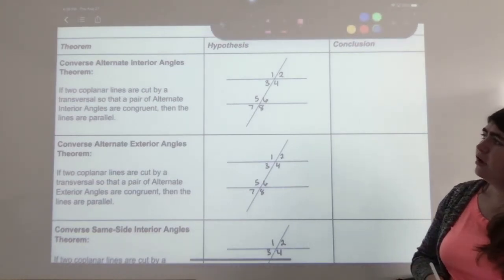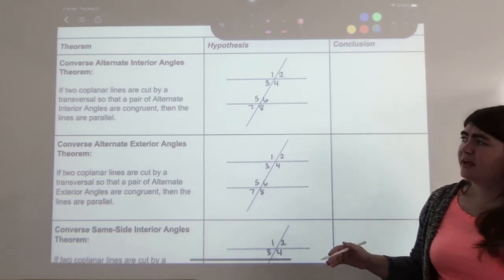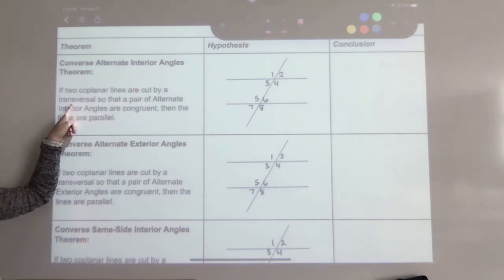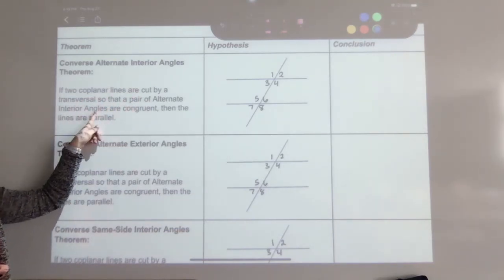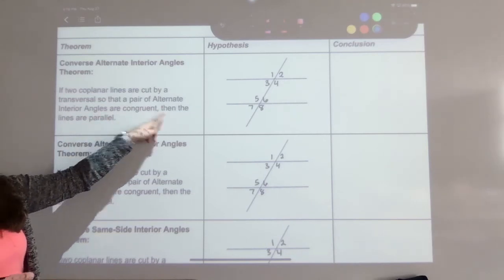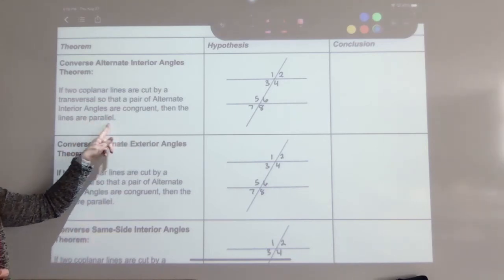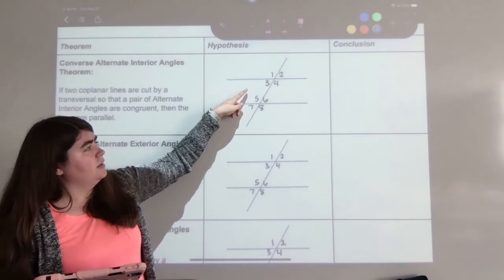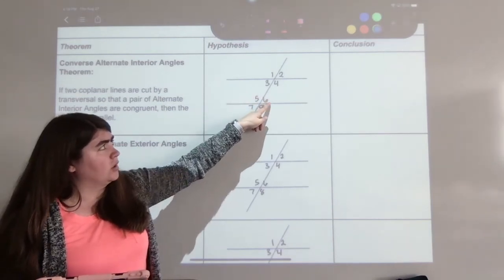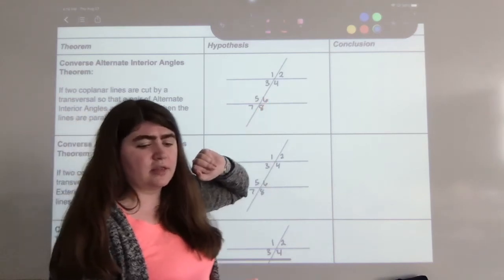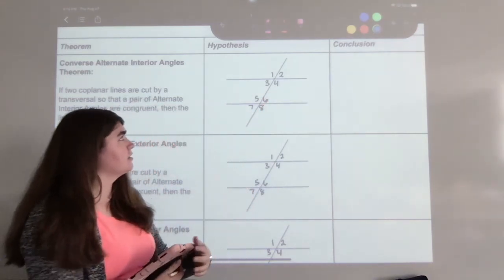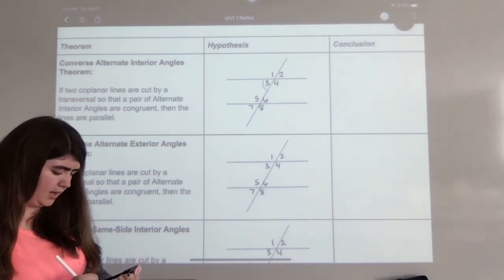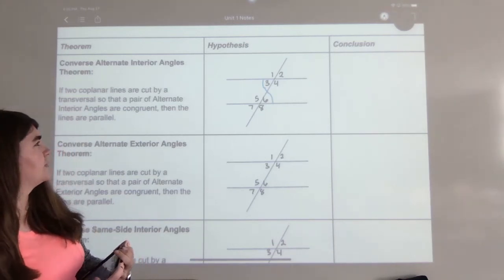All right, the converse alternate interior angles theorem says if two coplanar lines are cut by a transversal so that a pair of alternate interior angles are congruent, then the lines are parallel. Okay, so if we have angle 3 congruent to angle 6, then I can conclude that the lines are parallel. Okay, so let's draw this in here. Angle 3, I'm saying, is congruent to angle 6. I think I said 4 before, but I meant 6.